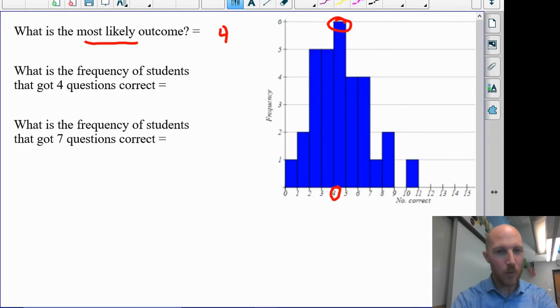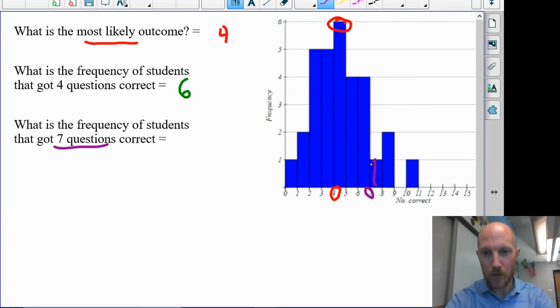Next question is related to that. What's the frequency of students that got 4 questions right? Well, that's the height of that bar, which is 6. 6 students got 4 questions right. And then just another question, just for practice, what's the frequency of students that got 7 questions right? Well, for 7 questions right, we're going to go across here to 7, read up how high is that bar, 1 student.